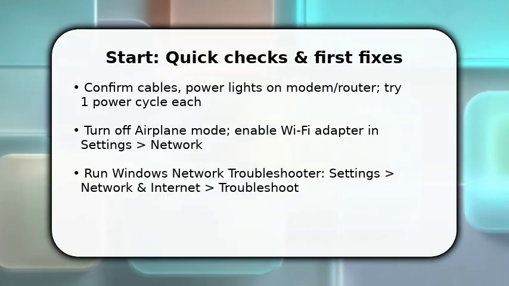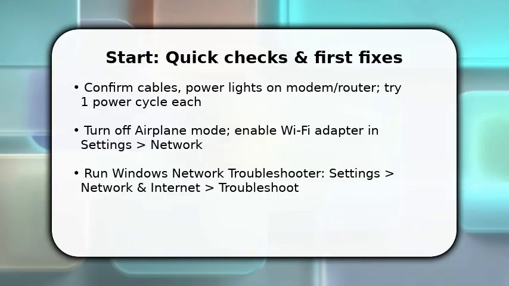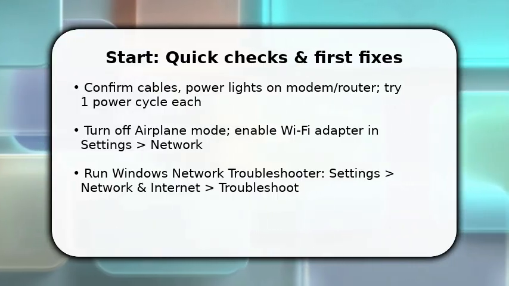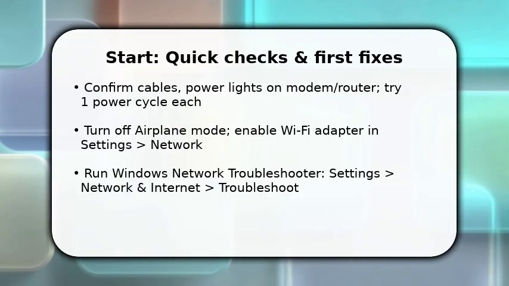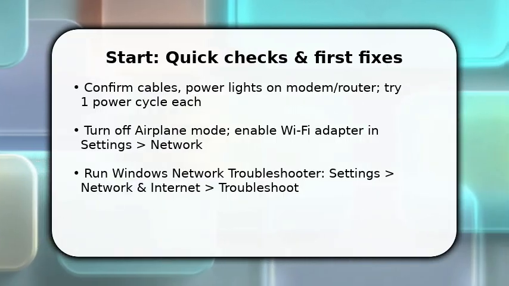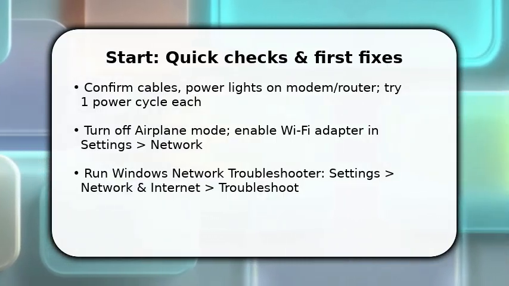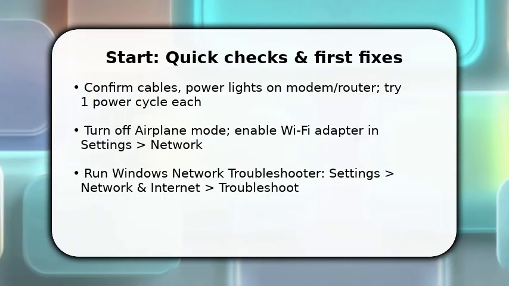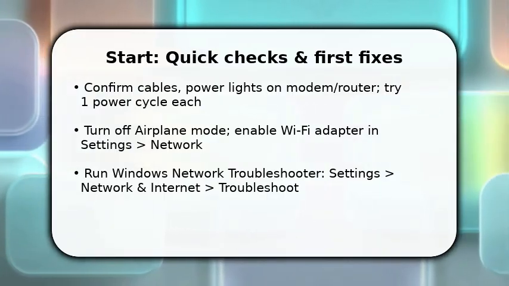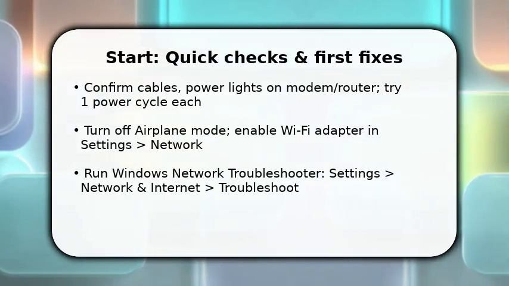Next, run the built-in Windows Network troubleshooter to detect common faults automatically. This saves time by applying simple repairs like resetting the adapter or correcting proxy flags. If the troubleshooter lists a fix, accept it, and then retest connectivity before moving to deeper steps.